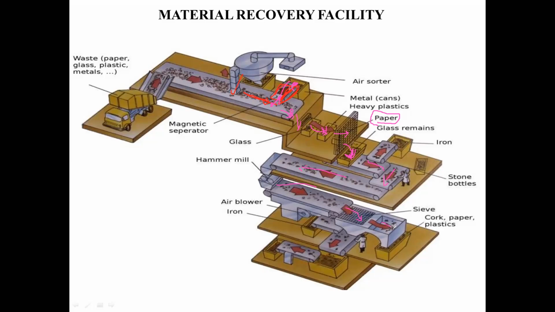Then again the plastic and papers are taken to another part. Then the ones which are coarser in dimension are taken, and the ones which are finer in dimension are taken. Again the segregation takes place. Like this, we go on with the material recovery process.